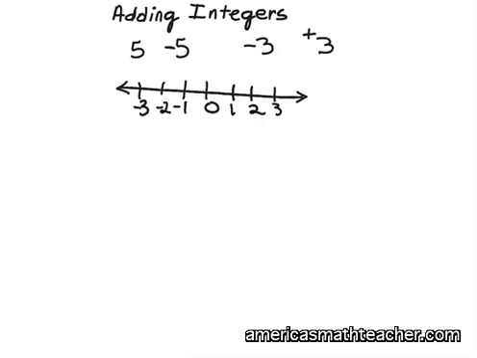Now, basically, the negative integers are less than 0. Positive integers are greater than 0. So that's all we have right now: positive, negative, whole numbers, and their opposites. So let's go ahead and learn how to add integers.